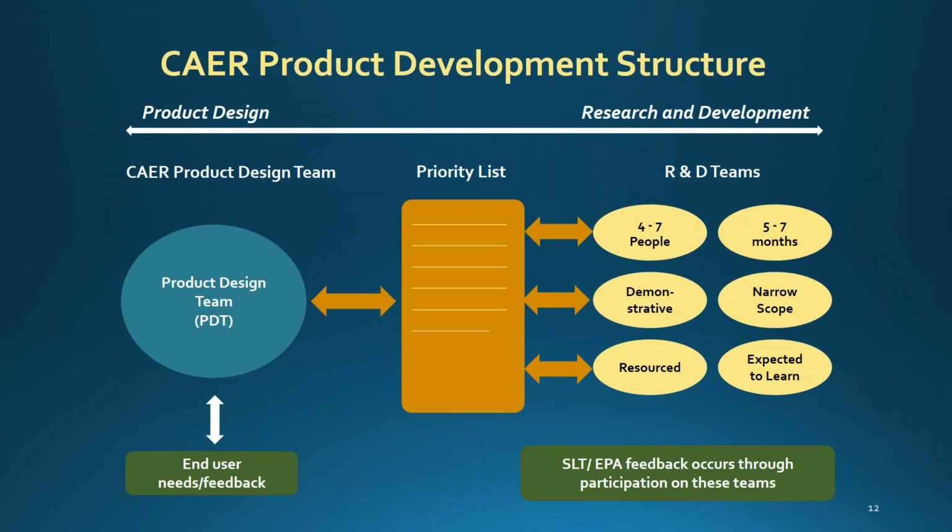But from that priority list, the PDT scopes out a number of projects, and R&D teams then form around those individual projects, and they usually consist of around 4 to 7 people. Again, a mix of state, local, tribal, and EPA program staff working over anywhere from a 5 to 7 month time period to work through the project steps and develop actual products in terms of reports and spreadsheets, data model design specs, things like that. So at any given time, all these teams are working in parallel with management from the PDT. So next slide, please.